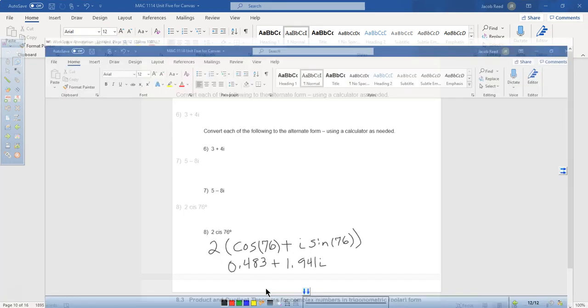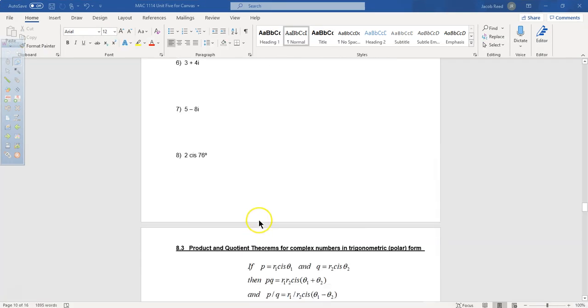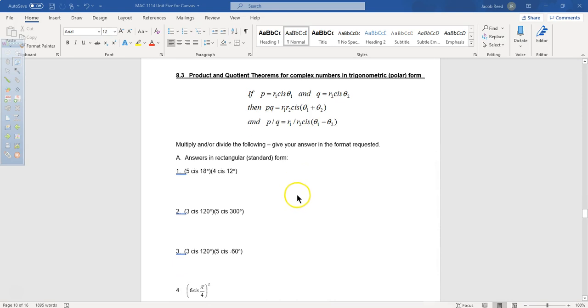Remember, if you guys have any questions, make sure to send me an email so we can talk about it. But we're going to go ahead right now and move on to 8.3. Product and quotient theorems for complex numbers in polar form.